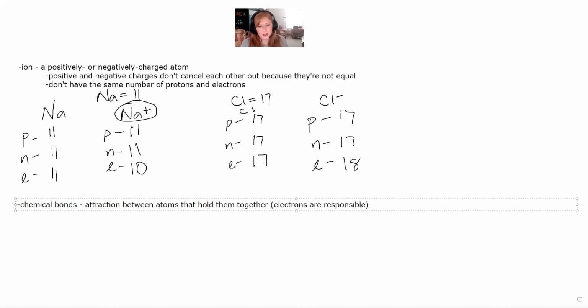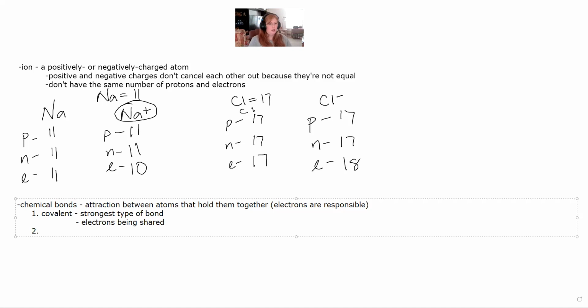Okay, let's talk about the three different types of bonds. First one is covalent. Covalent bonds are the strongest type of bond that we'll talk about, really the strongest type of bond. And you can think about electrons. It's part of what makes it strong, because both atoms get what they need by sharing with each other.